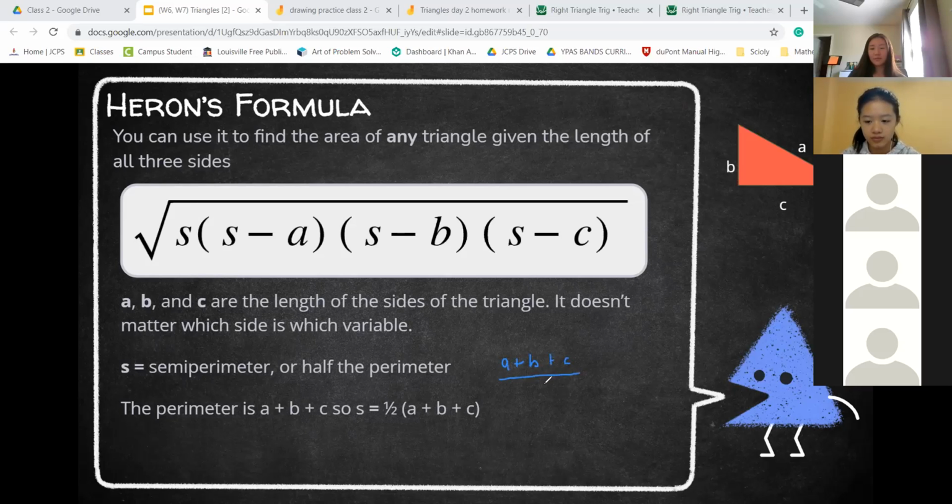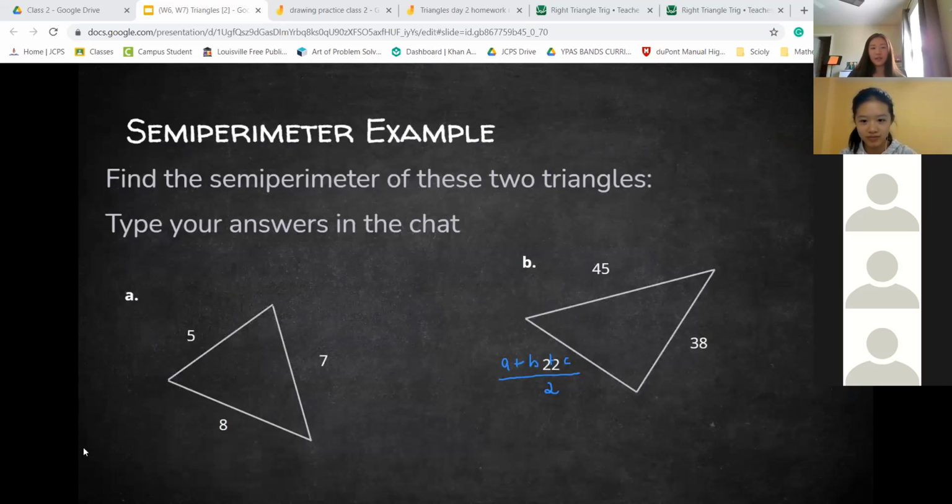When would you ever use that? We'll talk about it in just a second, but basically if you have the side lengths of a triangle, you can just find its area. It's really useful.